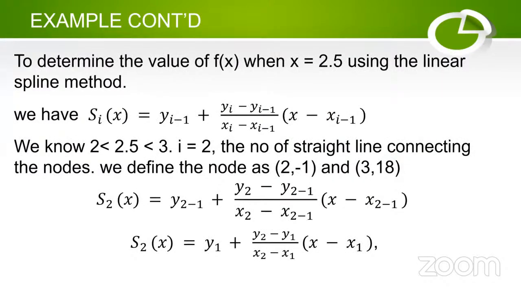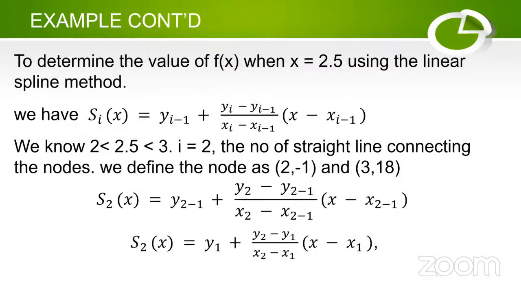Substituting i equals 2 into the equation above, our S2 of s will now be equal to y2 minus 1 plus (y2 minus y2 minus 1) divided by (s2 minus s2 minus 1) into bracket x minus s2 minus 1, which we have as our next equation. By the time we solve this equation, we have our S2 of s to be equal to y1 plus (y2 minus y1) over (s2 minus s1) into bracket x minus s1. And this equation looks closely like the straight line equation.